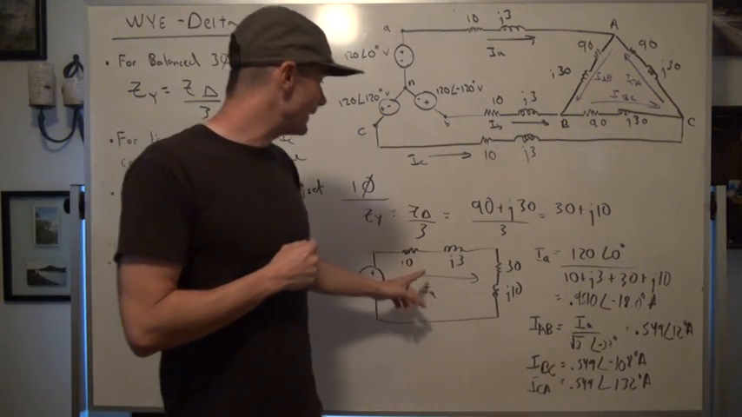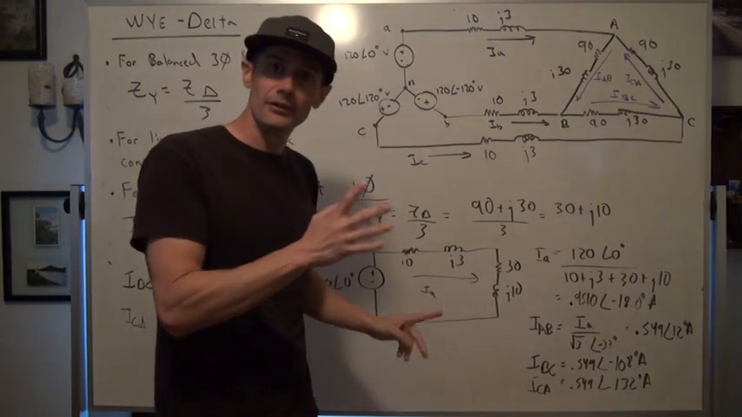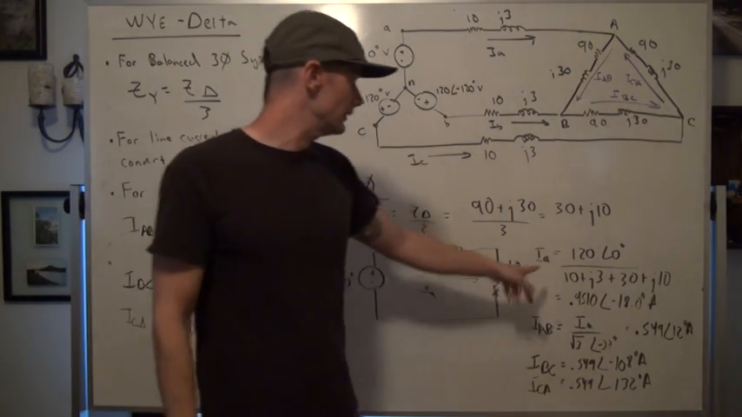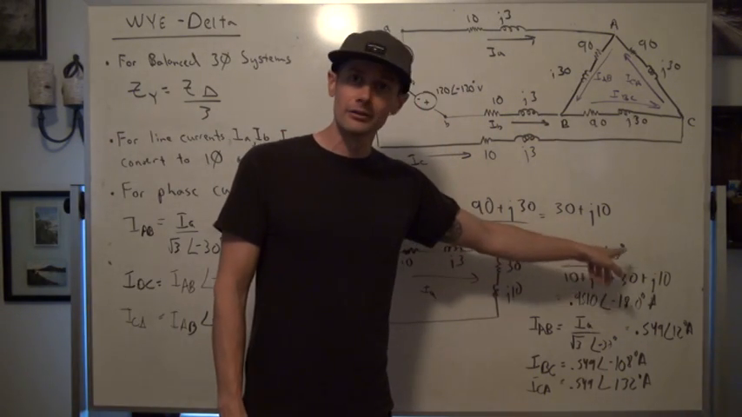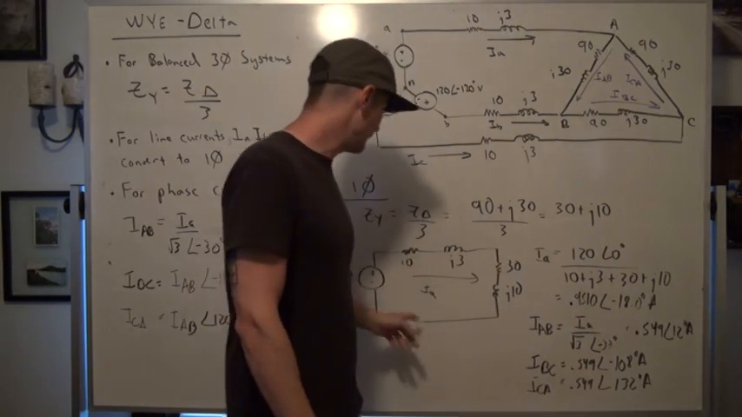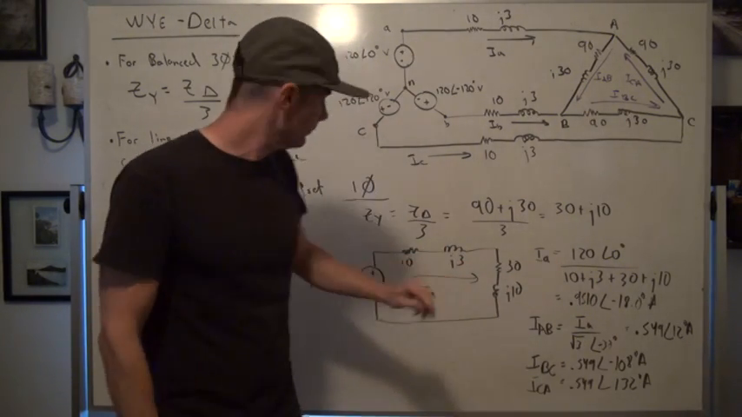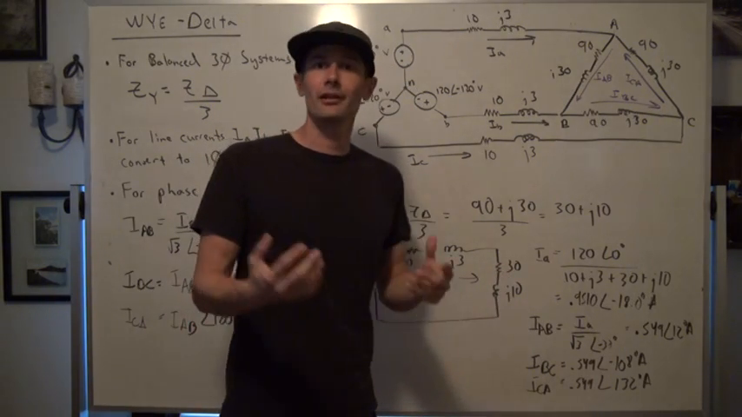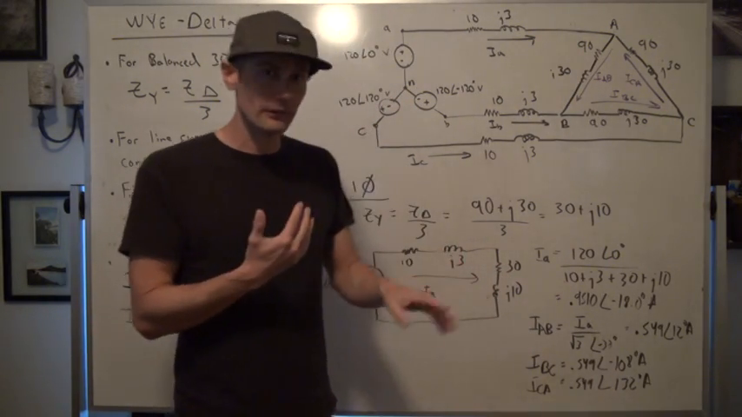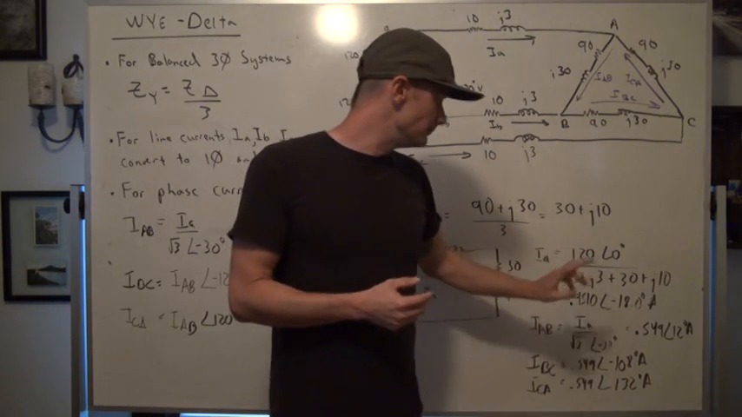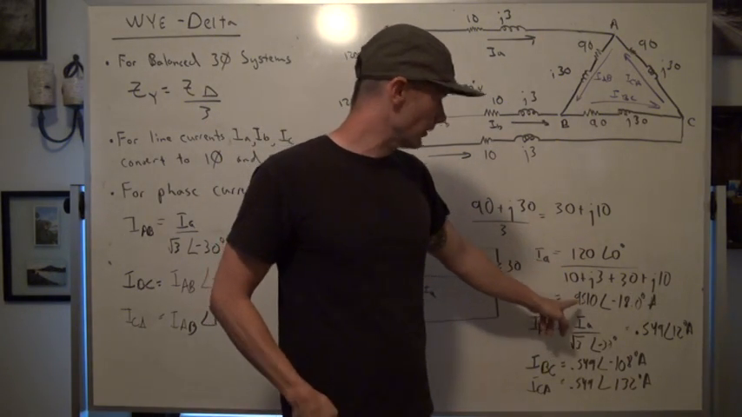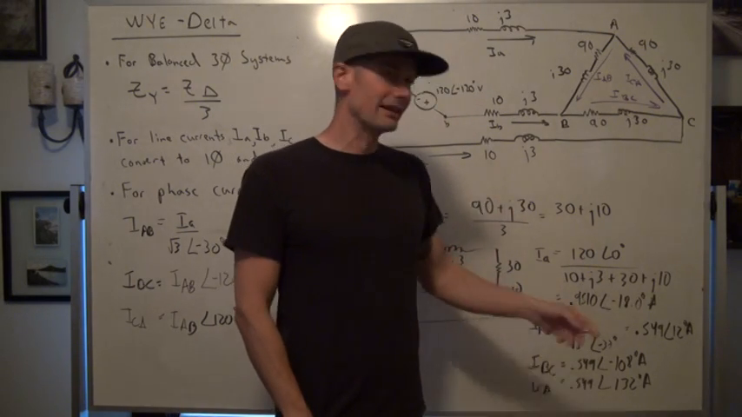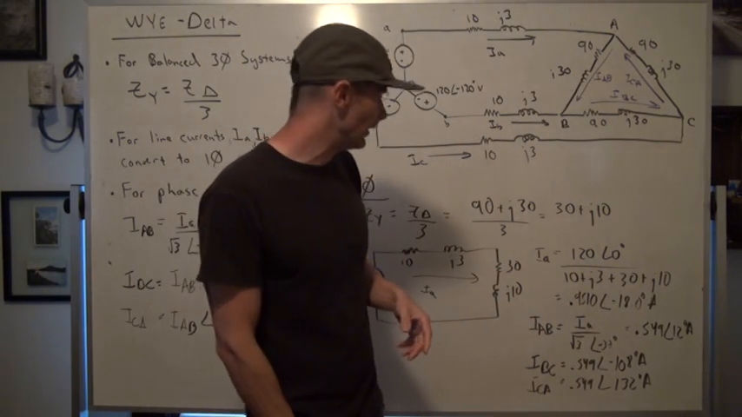Finding IA in that single phase equivalent is very simplistic by KVL. All we do is take 120 volts at an angle of 0 degrees, divide that by the equivalent, 10 plus j3 plus 30 plus j10. Very simplistic. That gives us a line current of 0.951 at an angle of negative 18 degrees amps.